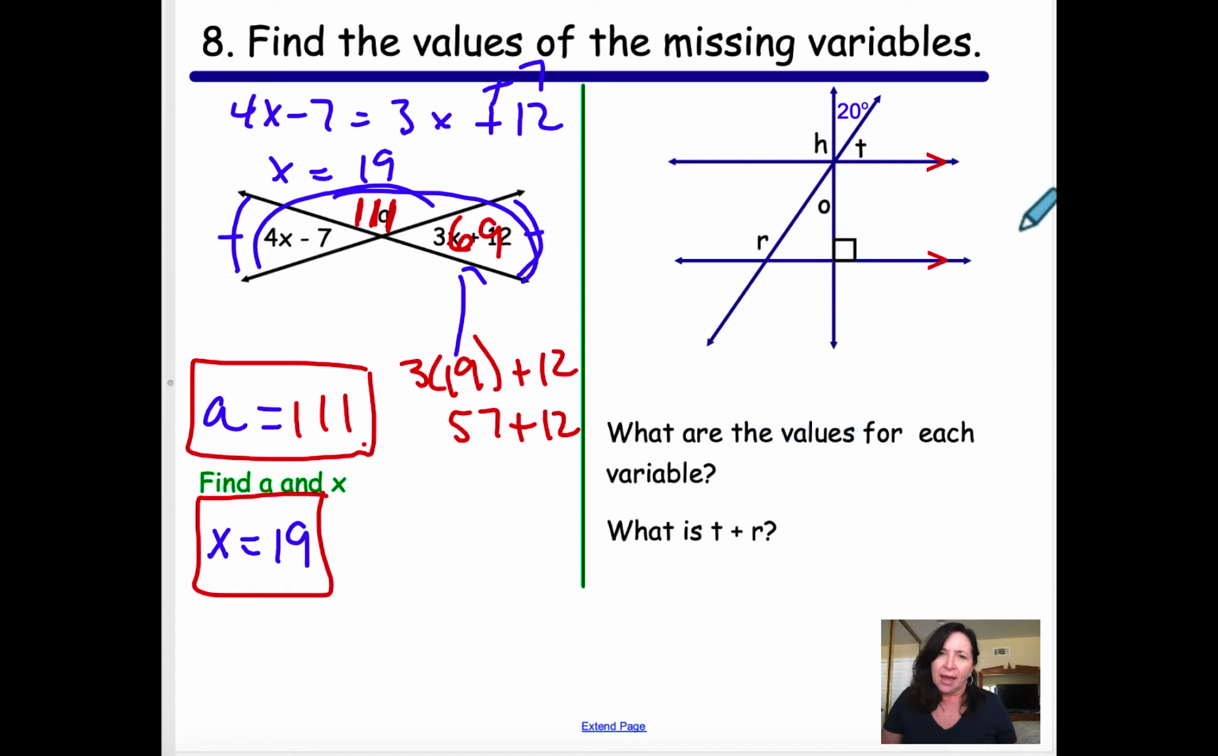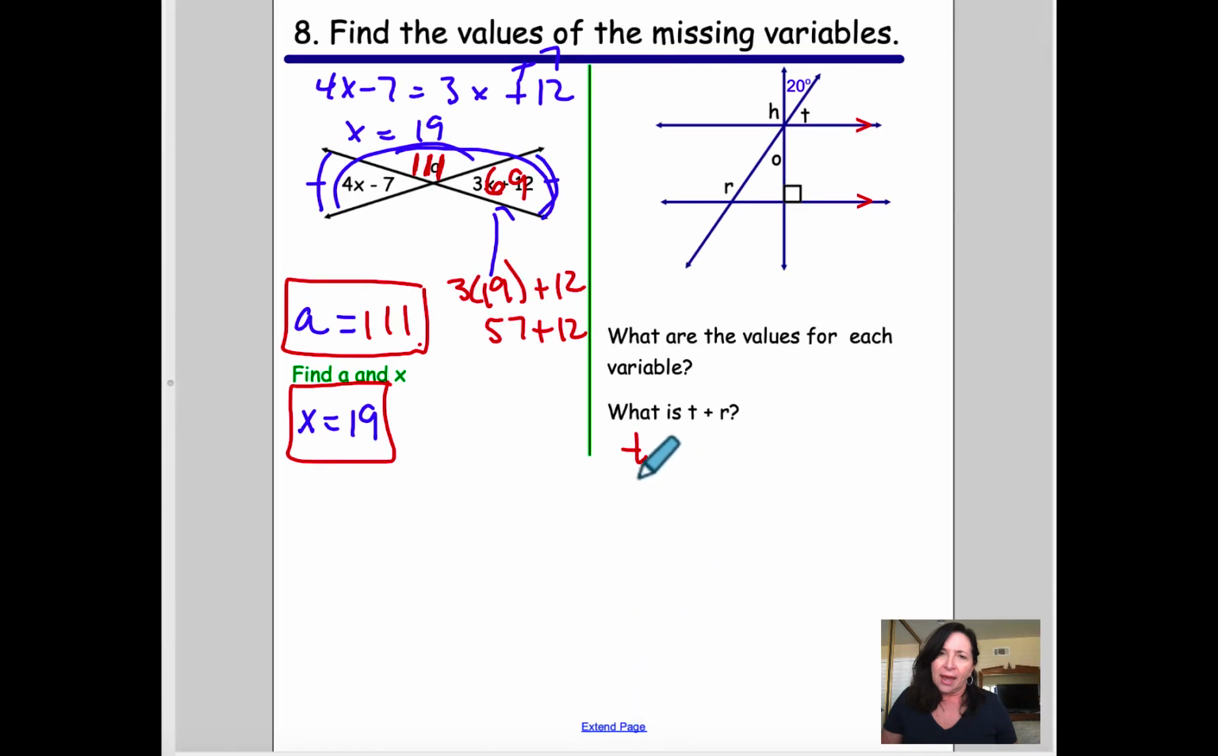What are the values for each variable? So, right, don't you love these variables? So we've got t, and so we've got t. Let me put these down. Looks like we have h, and then we've got O, and then R. Oh my goodness, who's our favorite Marvel character? Okay, so we have t.